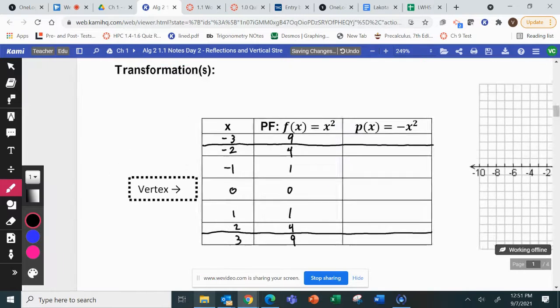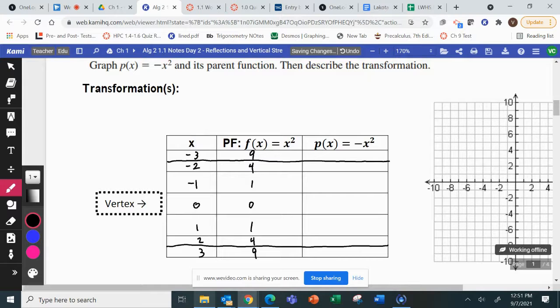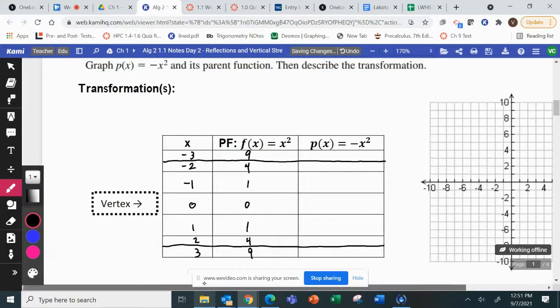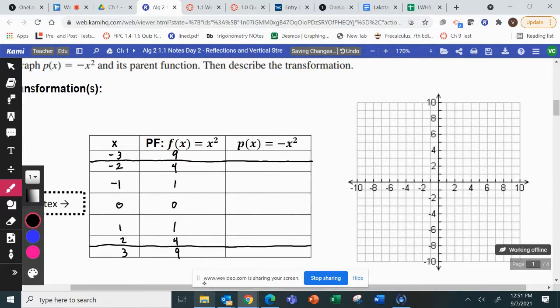Now we have a negative sign in front of x squared. Actually, before I do that, let's just plot the parent function real fast. So the parent function: 0, 0, at -1 or +1, it's 1. At the 2's, it's 4. At the 3's, it's 9. I'm not going to connect it with a solid line. I'm just going to make a dashed line. That way you can tell the difference between my graphs. Of course, if you use color, you can definitely tell the difference between your graphs.